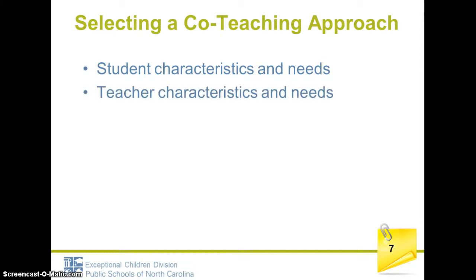When considering teacher characteristics and needs, co-teaching will be different in different classrooms and at different times of the school year based on teacher characteristics and needs. For example, if co-teachers vary significantly in their teaching styles, it might be best to select approaches that enable them to teach independently. Alternatively, if co-teachers work easily together, a more shared approach might be appropriate.